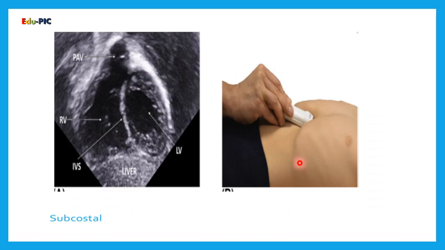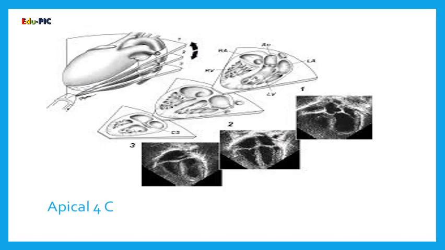And with further angulation anteriorly at the same orientation, 3 o'clock position of the probe, and more anterior, we can see the left ventricle, and this is the right ventricle, with the interventricular septum, and we can see the pulmonary valve. And this is the liver on this side.